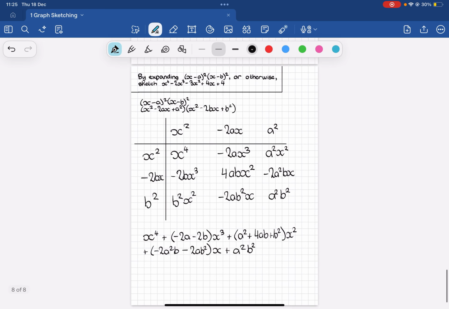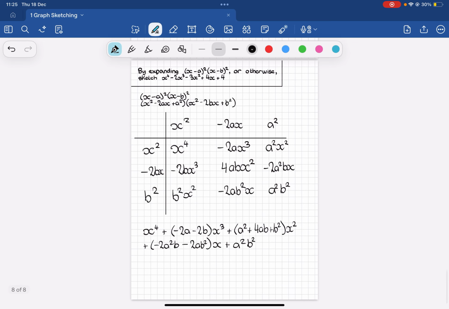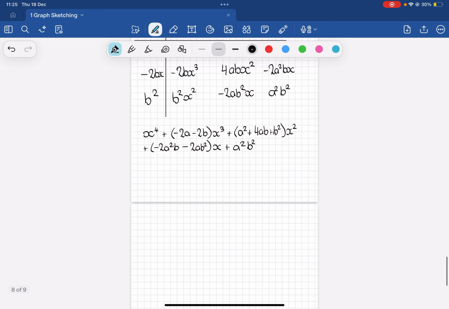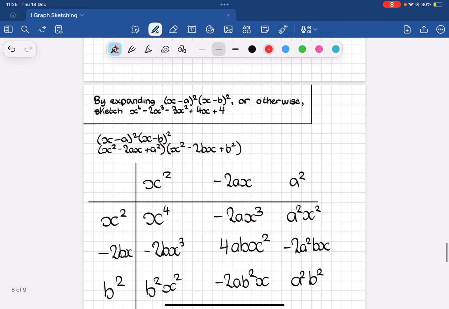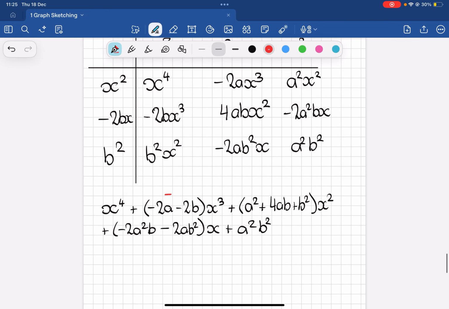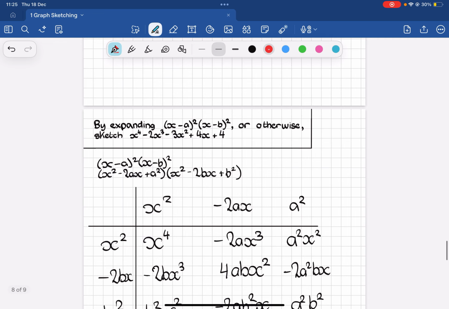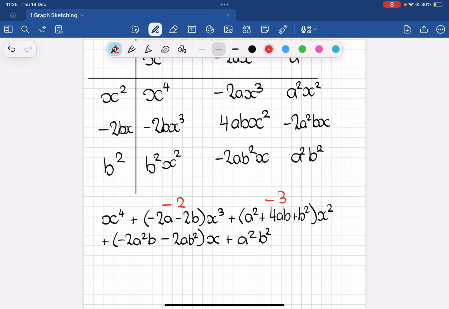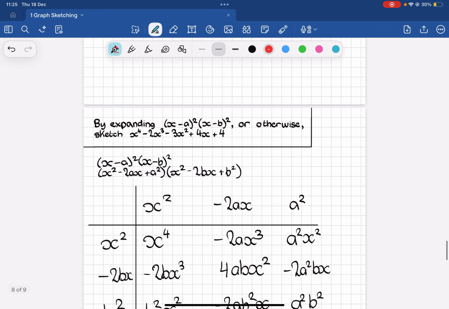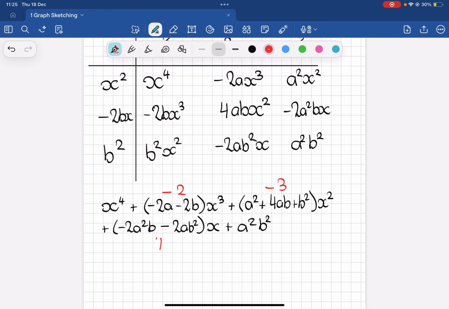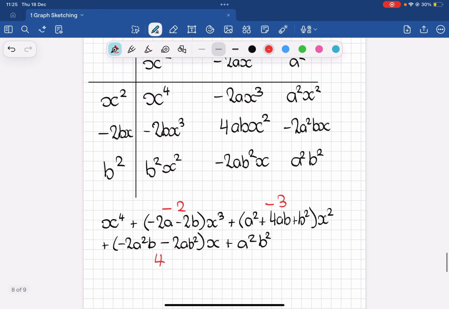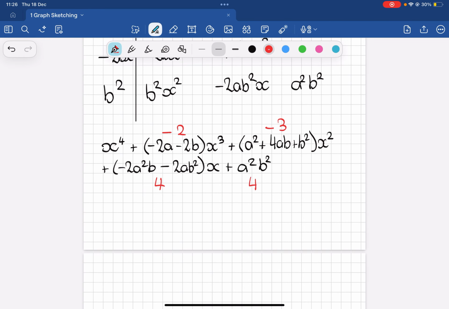So now let's compare our coefficients with what's in the question. So if we write it in red, we've got x to the 4 and x to the 4, that matches up fine. Minus 2 for x cubed, minus 3 for x squared, then we've got 4 for x, and our constant is just 4. So now let's set up some simultaneous equations.